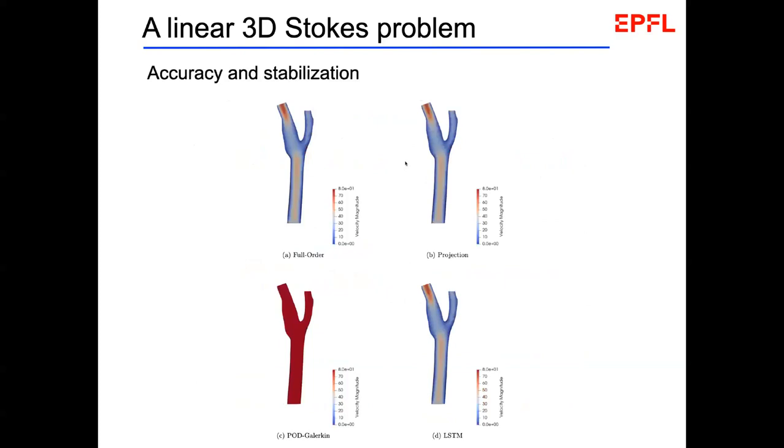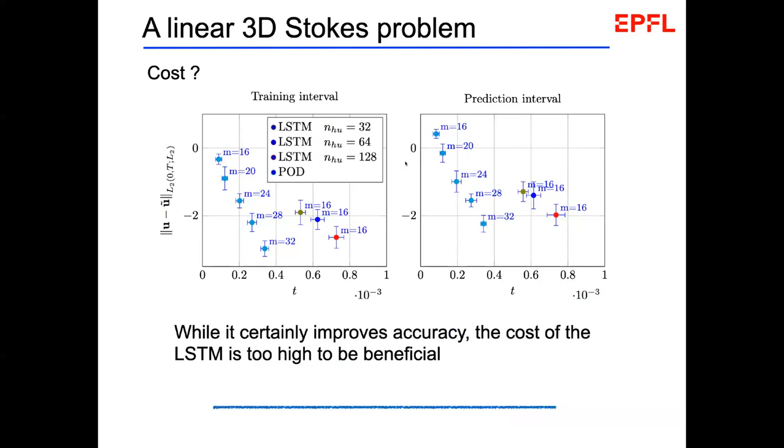Yeah, snapshot of solutions, not so important. But let's look at the speed, because at the end of the day, that's what's going to matter. Now, this is a linear problem. So the light blue is the time that it takes to do one time step.